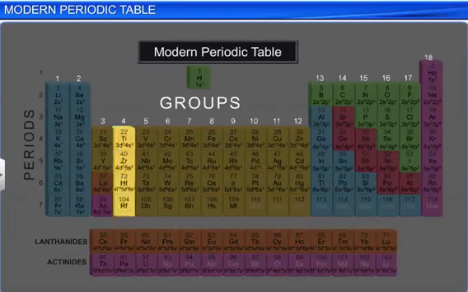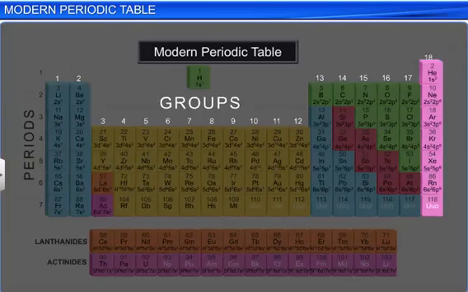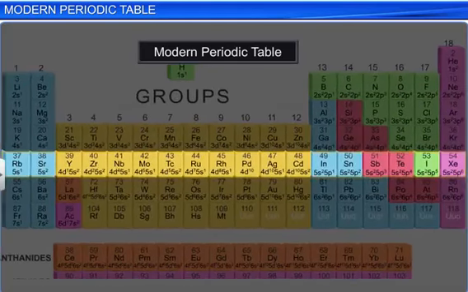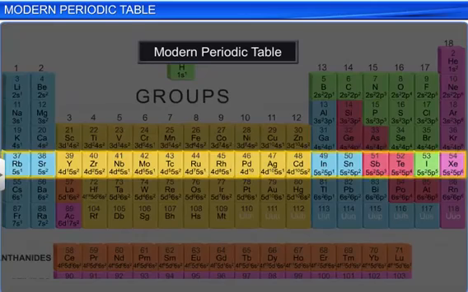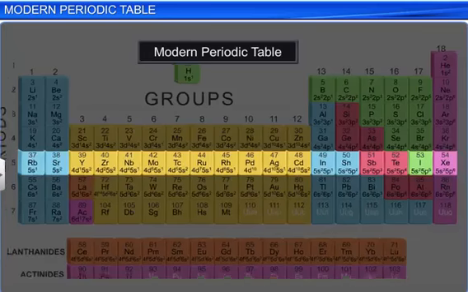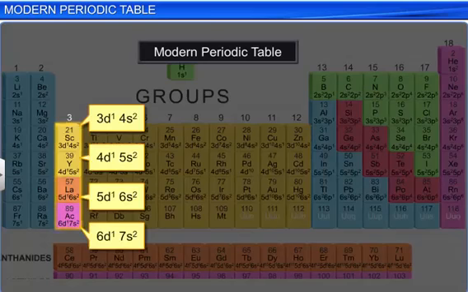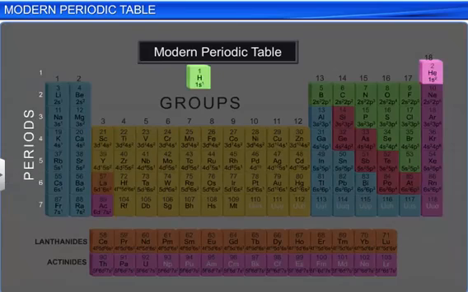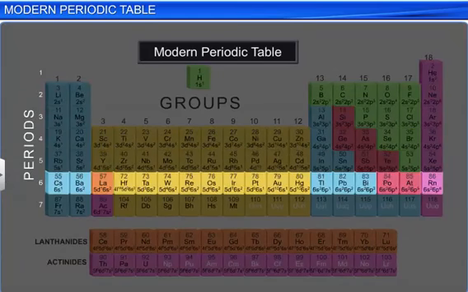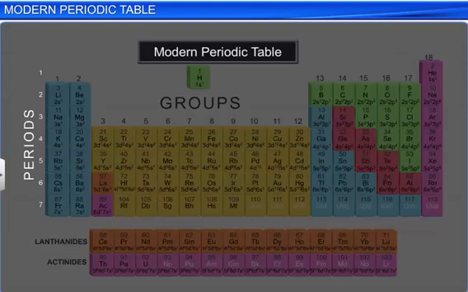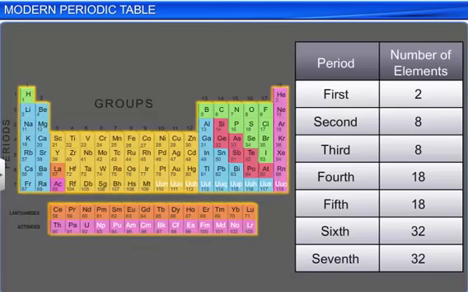The periods contain elements arranged according to their atomic numbers, and the groups contain the elements having similar outer electronic configurations in their atoms. It has a total of 7 periods based on the highest principal quantum number of the elements in that period. Each period contains specific number of elements as suggested by its principal quantum number.